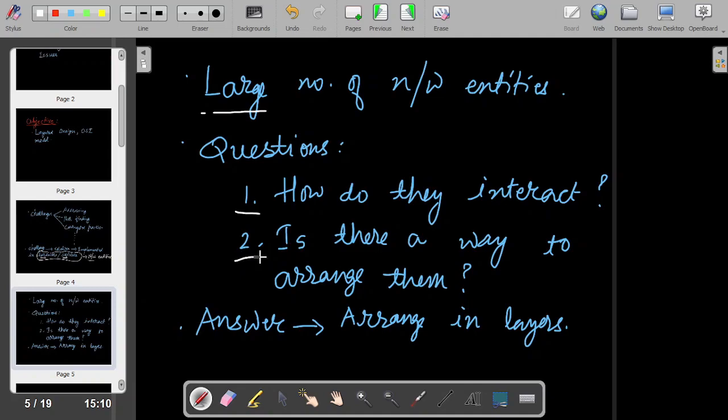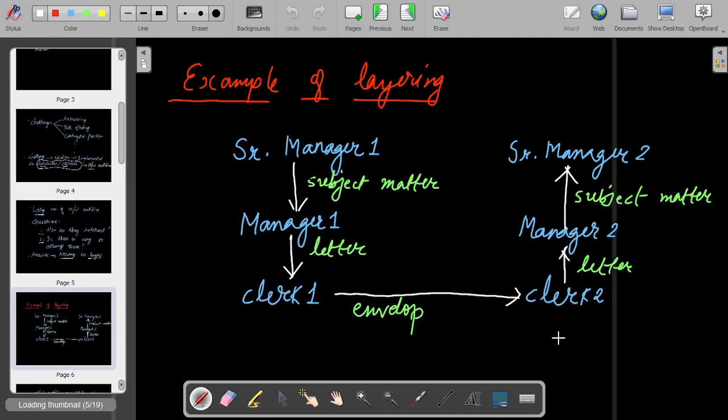The second question is, is there a way to arrange them? If we arrange them in a certain manner, then we can understand their relationship and their interaction. And the answer to these two questions is to arrange the entities in layers. So, let us have an example of layering from real life.